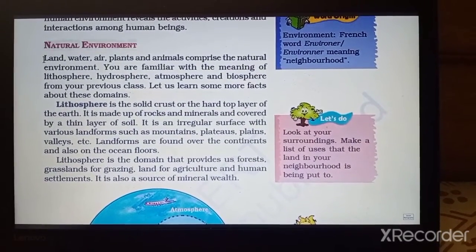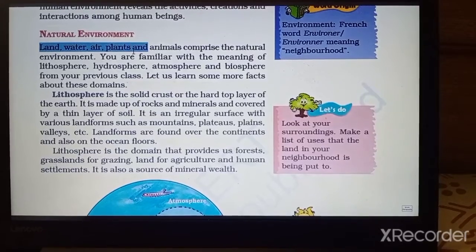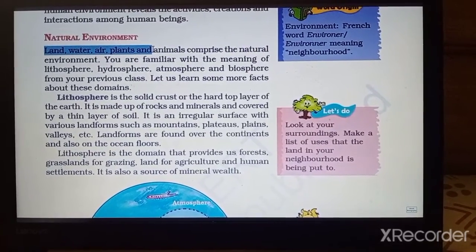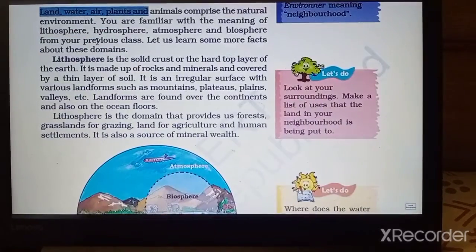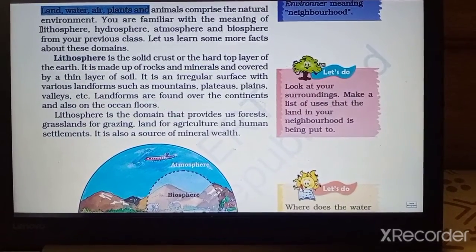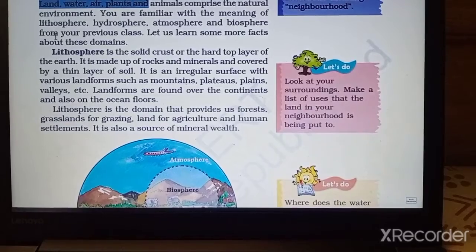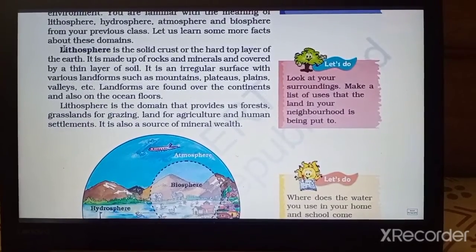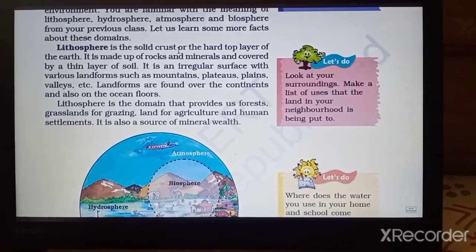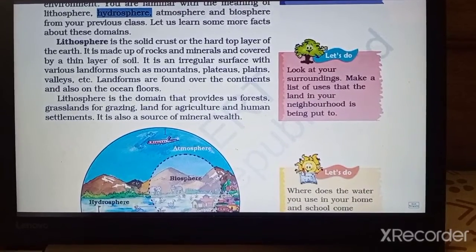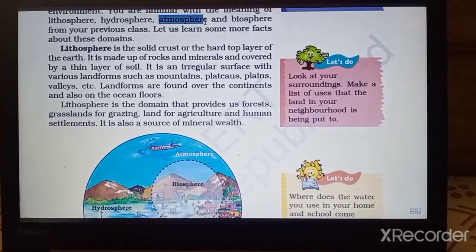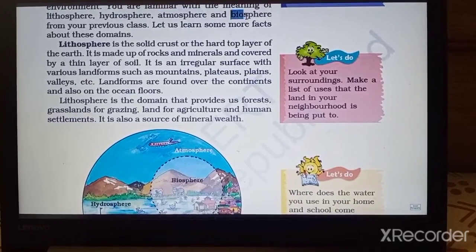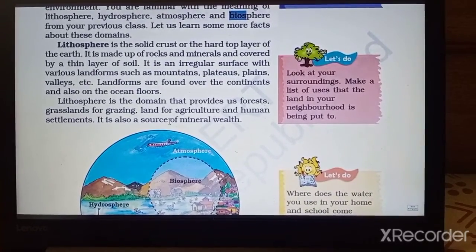Now we'll read about what the natural environment is. In simple terms, land, water, air, plants, and animals comprise the natural environment. But we'll try to understand it in a categorical manner. Remember how we read about different layers of the atmosphere in the previous class series. Lithosphere is the solid crust, then we have hydrosphere, which is the water part, and atmosphere, which is the air that we breathe and other gases that exist, and biosphere is the combination of everything.